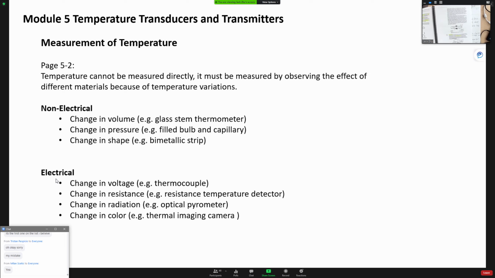Electrical ones are what we're going to focus mainly on here. A thermocouple is changing of the voltage. And some of them are changing the resistance. That's the resistance temperature detector, and there are a few others. We're going to talk in detail. Then changing radiation. This is a new one in the last 20 years. It's called an optical pyrometer. That's the fancy book name.